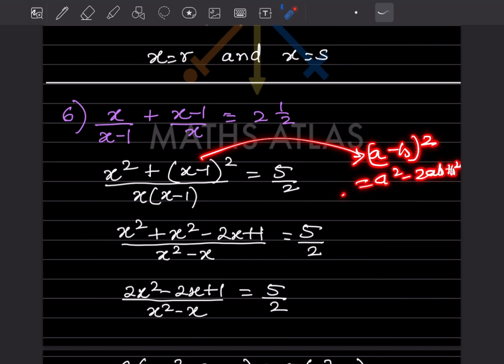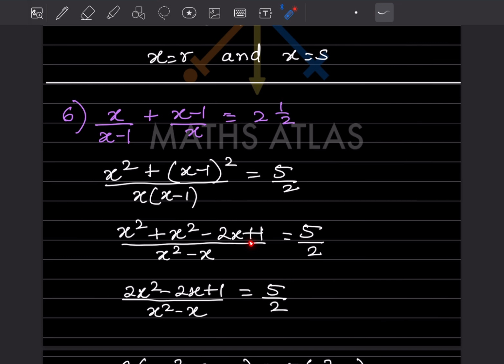So you can write it x square minus 2. This is a and this is b. So this will be x into 1, that will be x, and b square means that is going to be plus 1. So hope you got this x is for here and this whole thing for this one, this after expanding it.